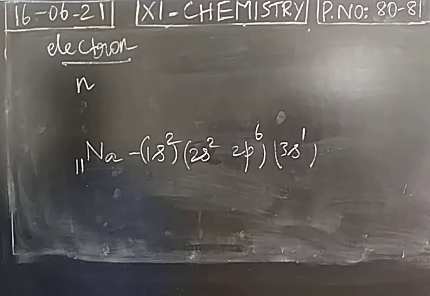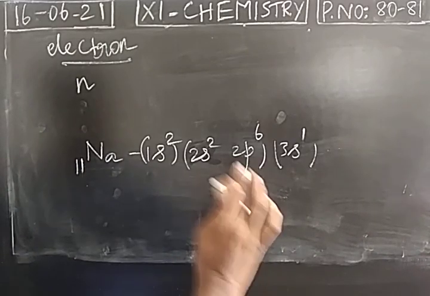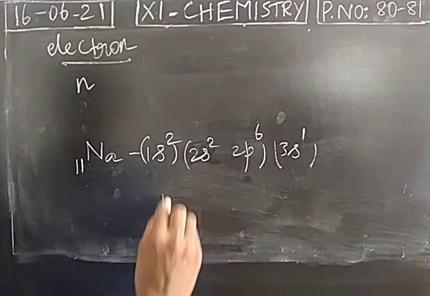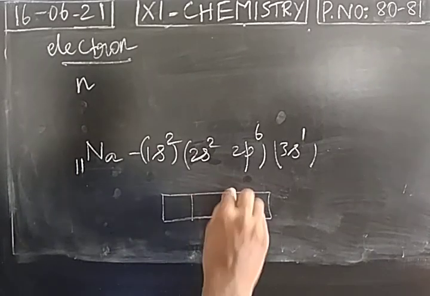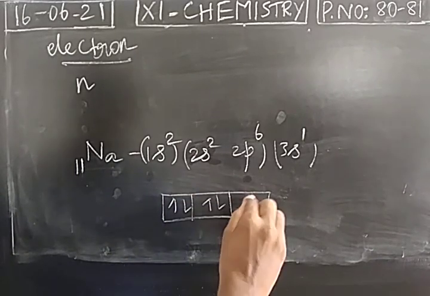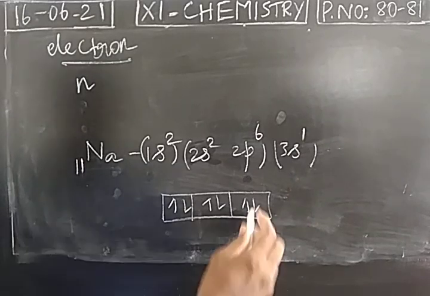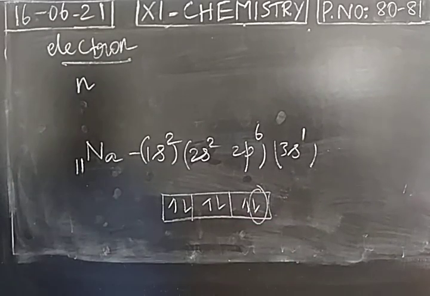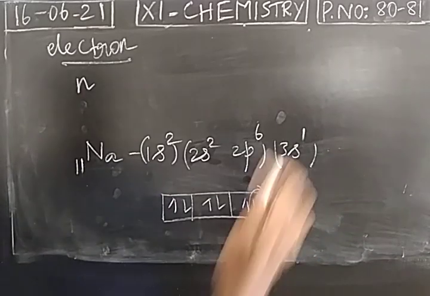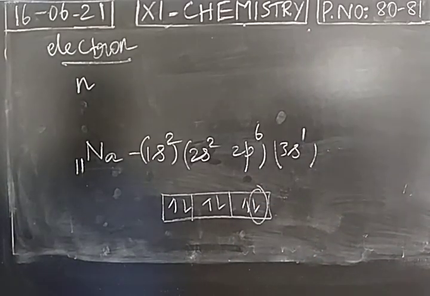So if I select a 2p electron, a p orbital can have 6 electrons. If I select one particular electron in the p orbital, the electron in the 3s orbital will not be involved in shielding, isn't it?